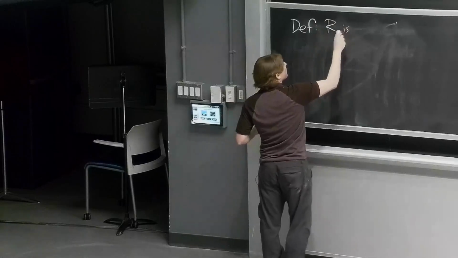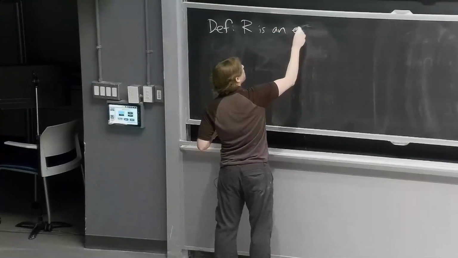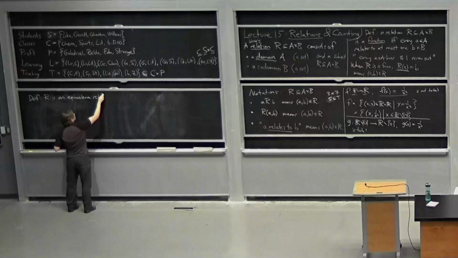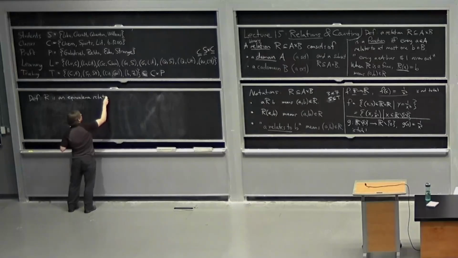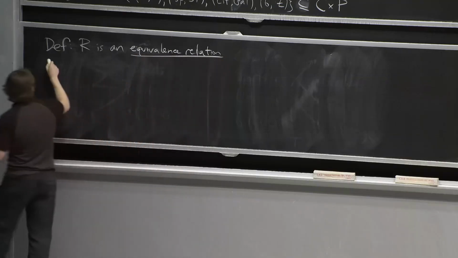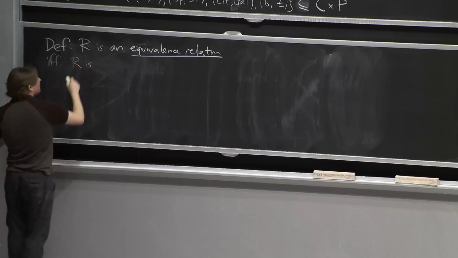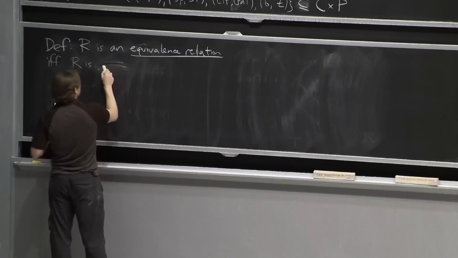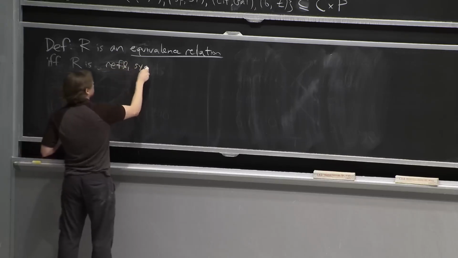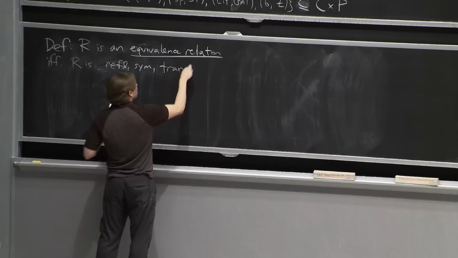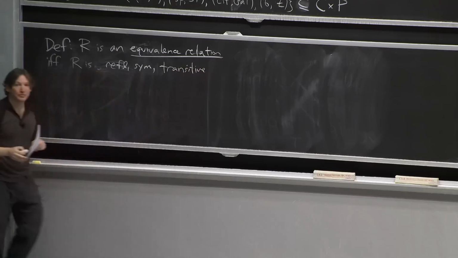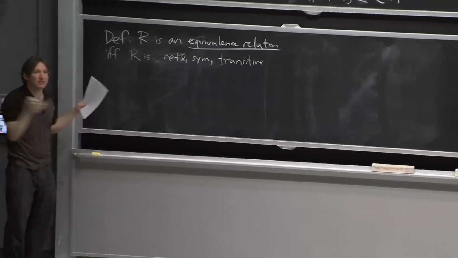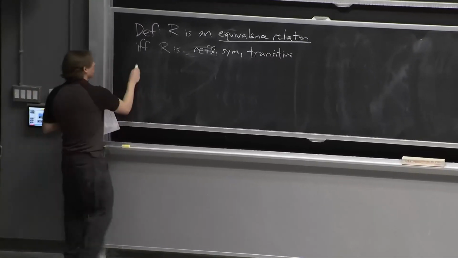OK, definition. R is an equivalence relation if and only if R is all three of those things: reflexive, symmetric, and transitive. And we have a theorem that backs up my claim that says this is all we need for sameness. Theorem.